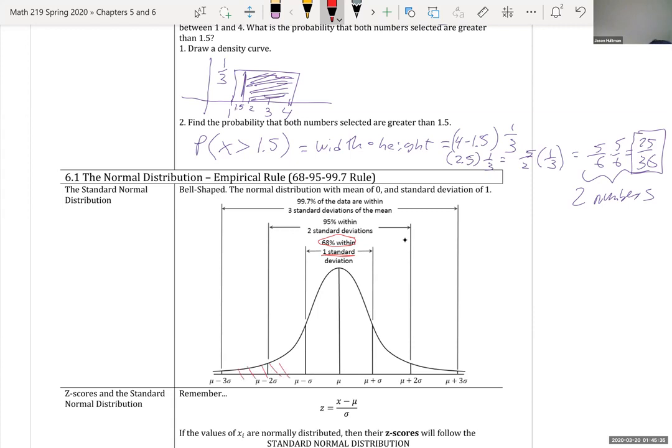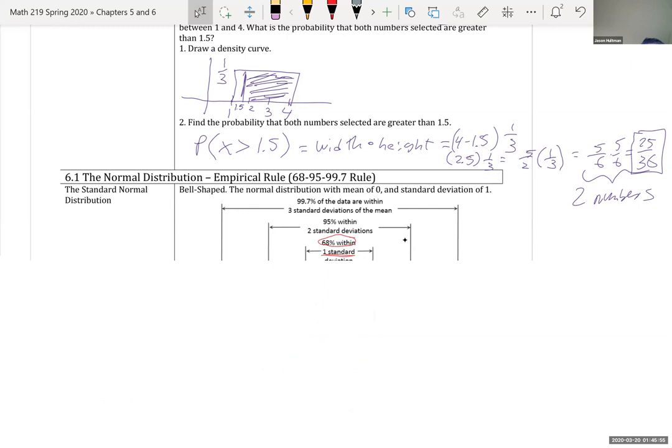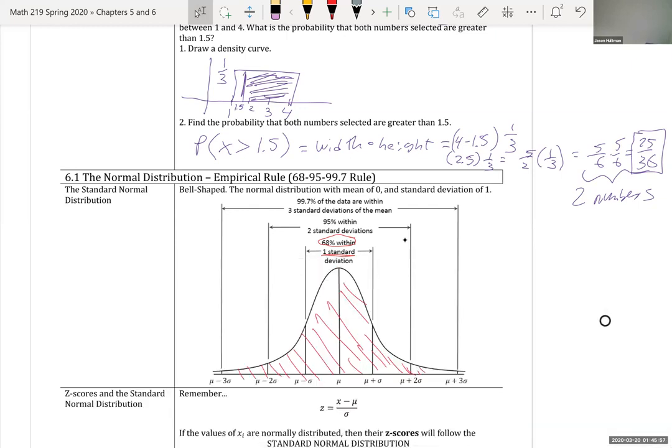This is the normal curve, right? The area under this curve is the probability. Because it's a continuous probability, the area under the curve is the probability. So it behaves very much like the uniform distribution, except that it's not uniform. The total area is equal to 1 or 100%.